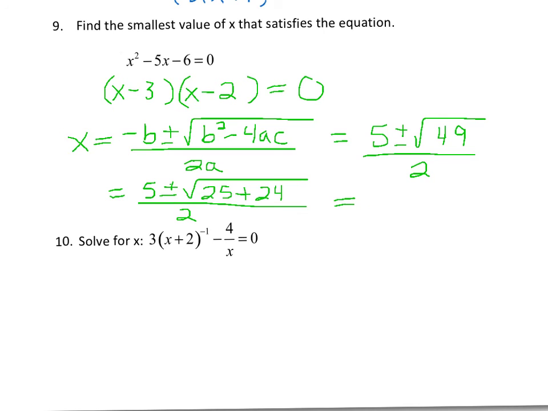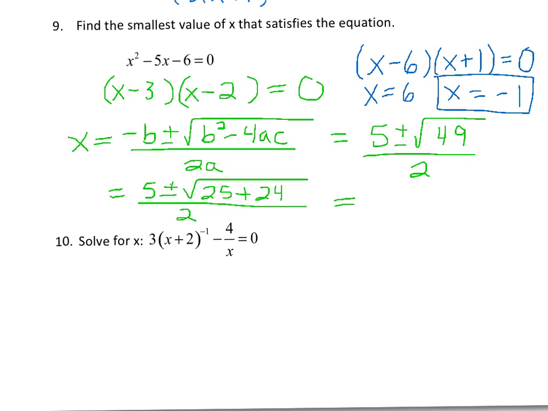Oops, it looks like this one is factorable. I forgot to try this combination. x minus 6 and x plus 1. That way works. But the quadratic formula would have given us the same answer. So our two x values would be 6 and negative 1. And negative 1 would be the smaller of the two that we are looking for.